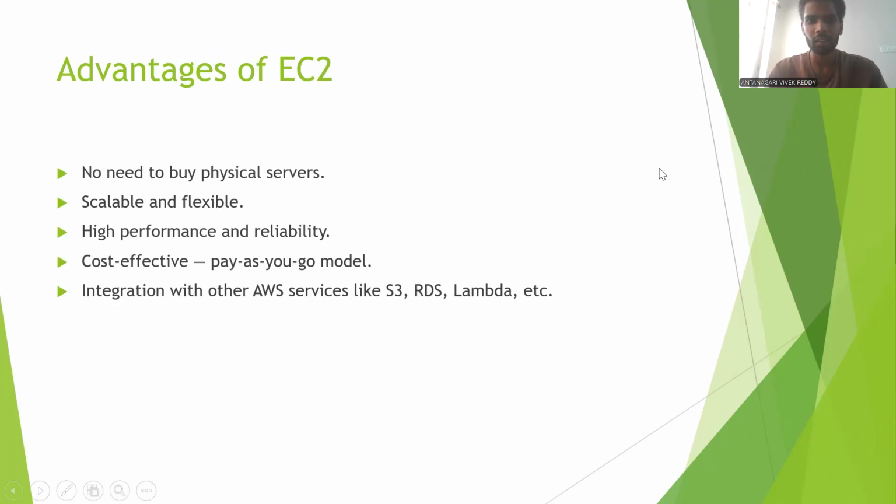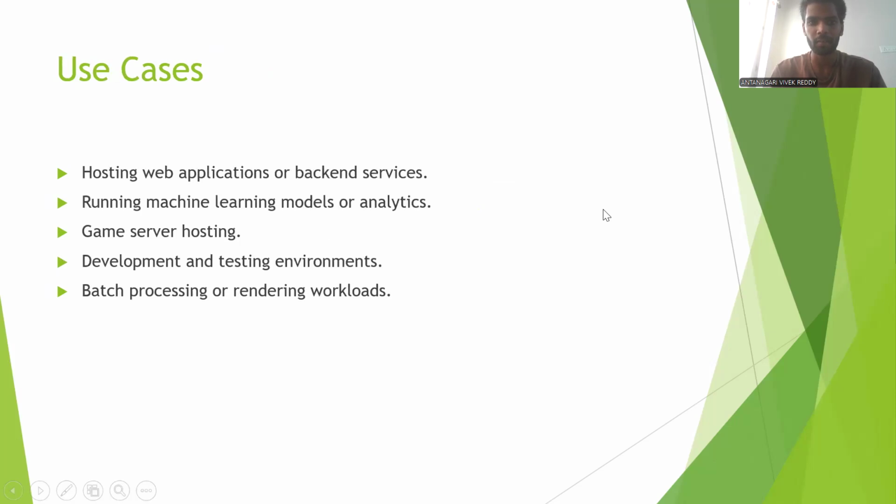Next, the advantages of EC2 are that we actually need not buy physical servers, and it is scalable and flexible, with high performance, and reliable. It is cost effective and pay as you go. We pay only for what we use, and it can be integrated with other AWS services like S3, RDS, Lambda, etc. And the use cases are hosting web applications or backend services, running machine learning models or analytics, game server hosting, development and testing environments, and batch processing or rendering workloads.